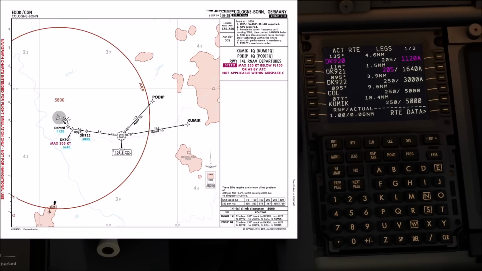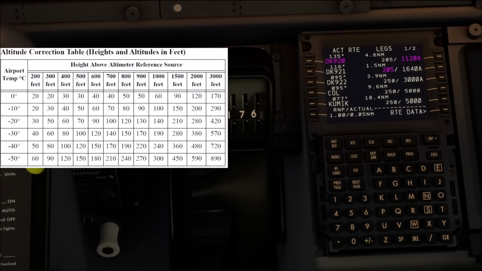If we have a look into the chart once again, we can see 3,800 plus 340 gives us an MSA rounded up of 4,200 feet. In other words, any altitude that is below 4,200 needs to be corrected. So let's work our way from here into the restrictions that we have on our departure.